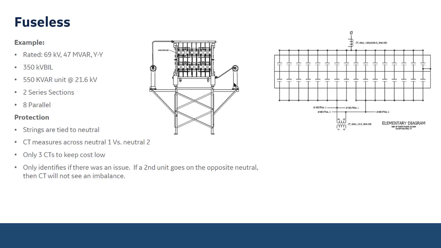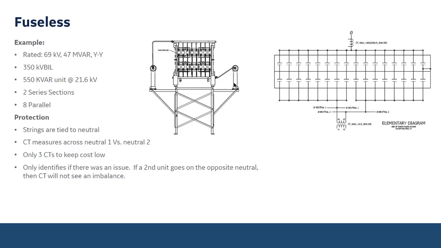This is an example of a 69 kV, 47 MVAR fuseless cap bank, 2 series sections, 8 in parallel. The strings are then tied to a neutral, and the CT measures across neutral 1 versus neutral 2. This is going to be a cheaper solution, but again, if one capacitor needs to be swapped out, the maintenance team will then need to go through and identify where that capacitor is.